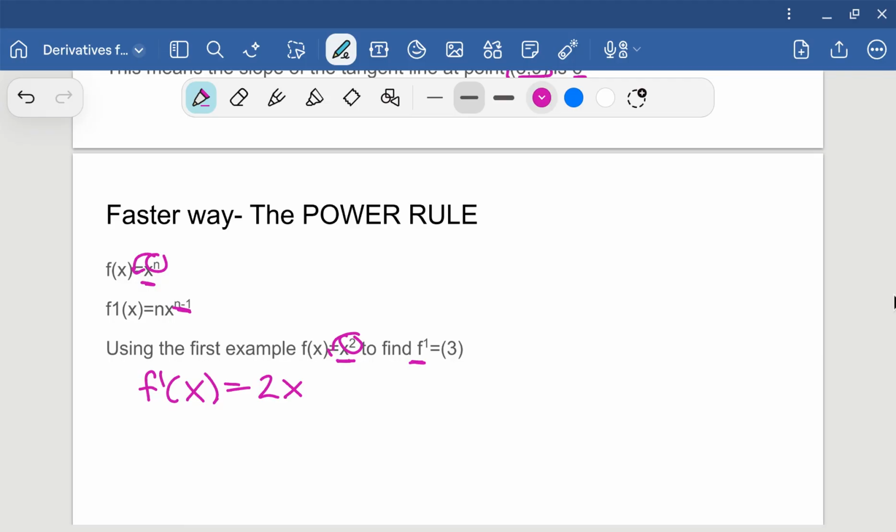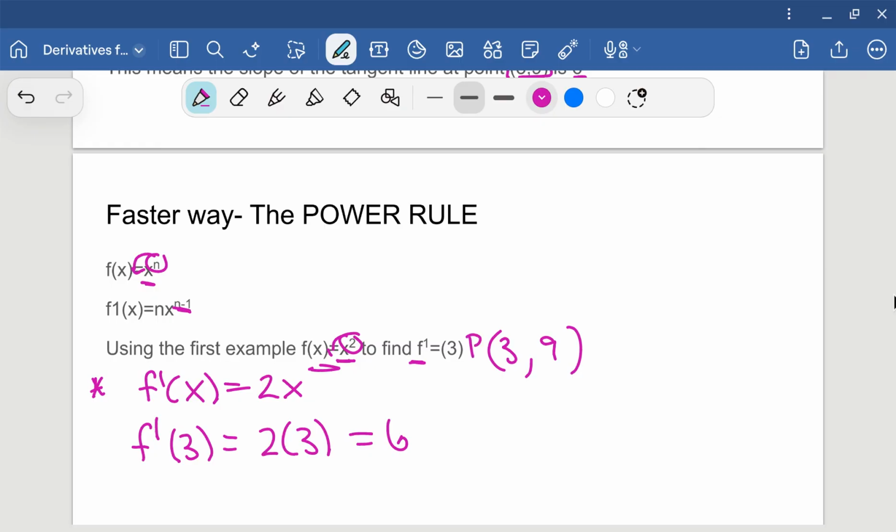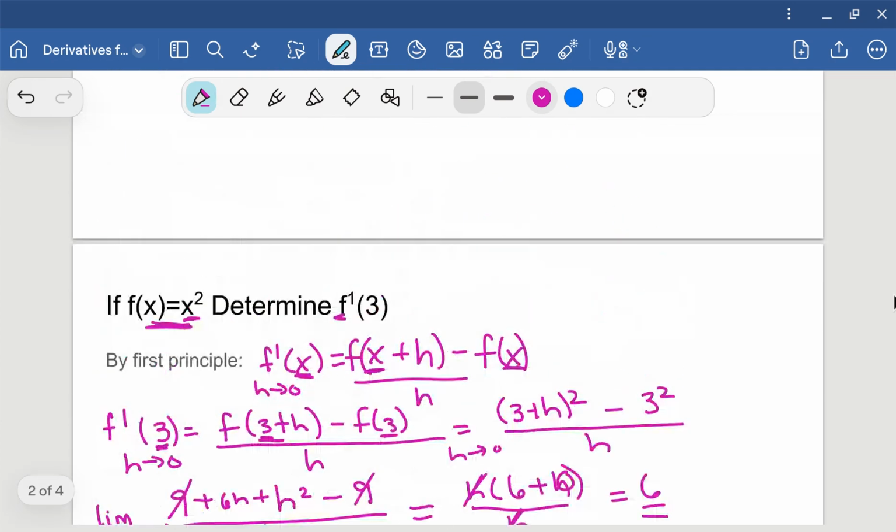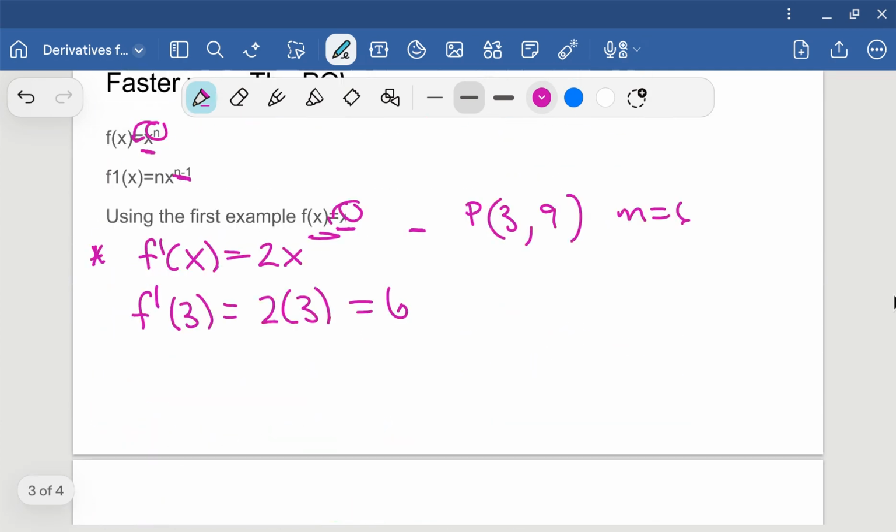So now that I have my first derivative, and that's all I had to do, if I want to find the derivative when x is 3, you plug that in and you get 6. So we're still showing that if you have the point 3 and you plug it into the original function, you'll get out 9. That is your point on the line. And then you take the first derivative using the power rule, and your slope is 6. So we did all the same thing that we did in the previous one. It's just a lot faster.